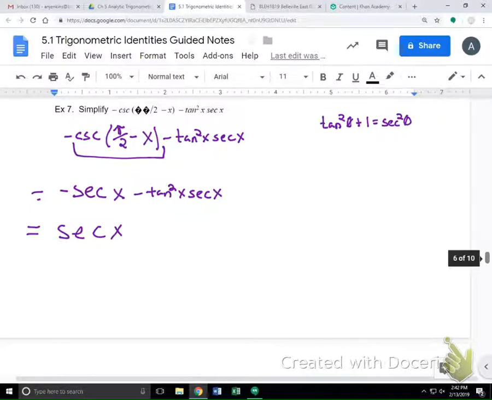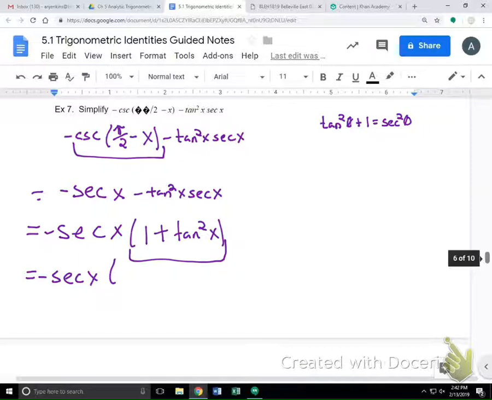Okay, so right now we want to see if we can turn that negative secant x minus tangent squared of secant x into tangent squared plus 1. So if we factor out a negative secant, I'm left with 1 plus tangent squared. So that worked out nicely. I did this in like 4 steps, but this is a lot quicker. So I now have negative secant x over here. This now is the same identity as up there. I have secant squared of x.